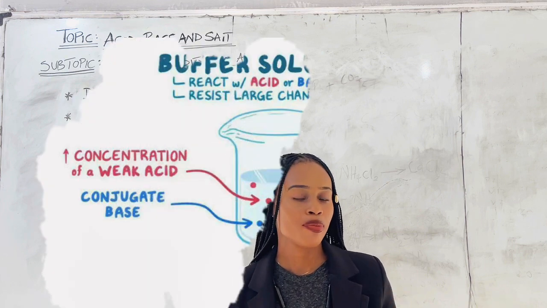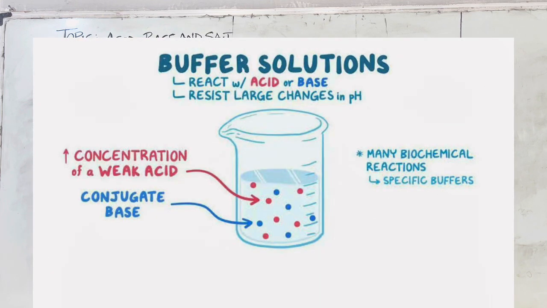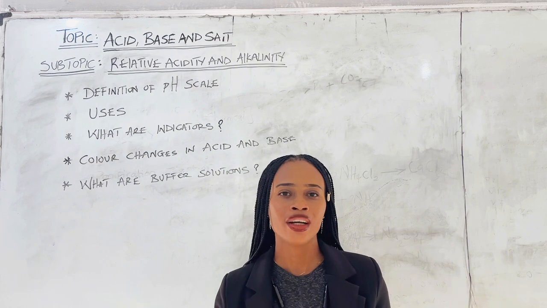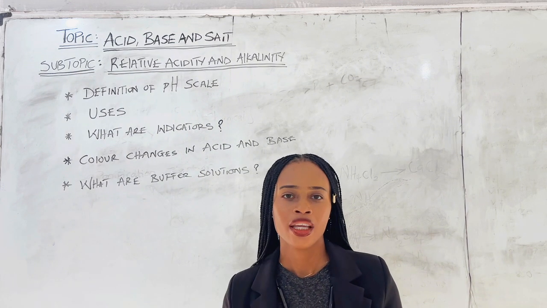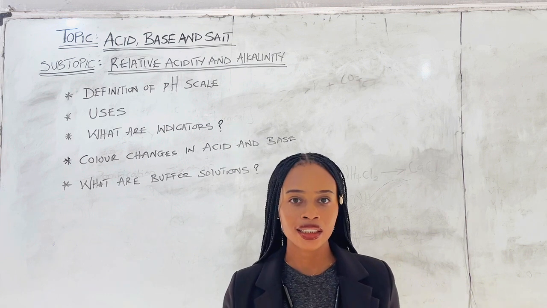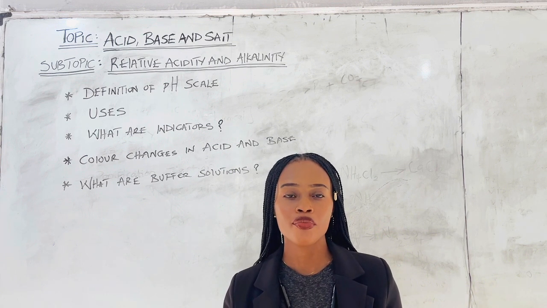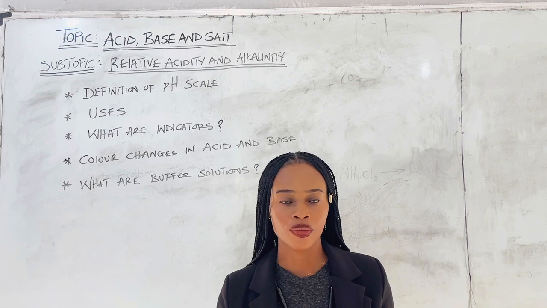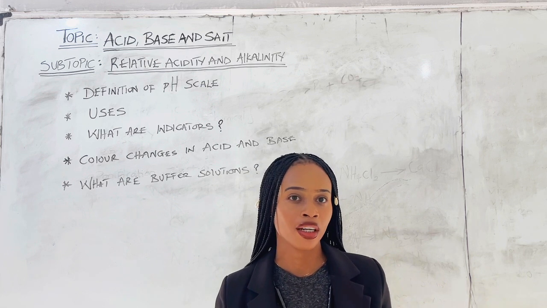How is a buffer solution prepared? A buffer solution is prepared by reacting a weak acid with its conjugate base or a weak base with its conjugate acid. You might now ask, what is the purpose of a buffer solution? A buffer solution tries to neutralize an acid or a base in order to make the pH stable. So that is the purpose of a buffer solution.